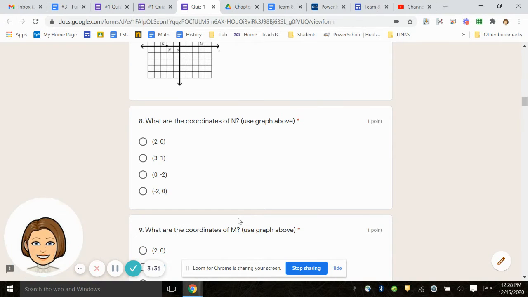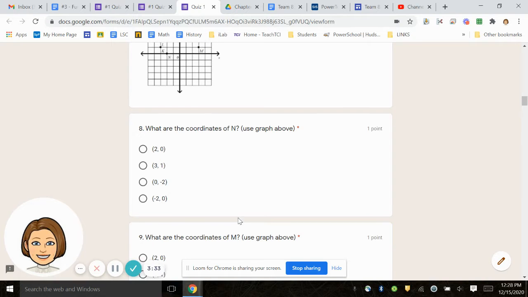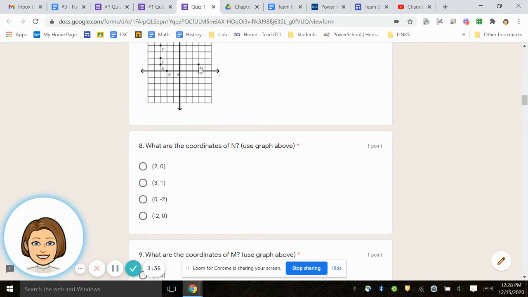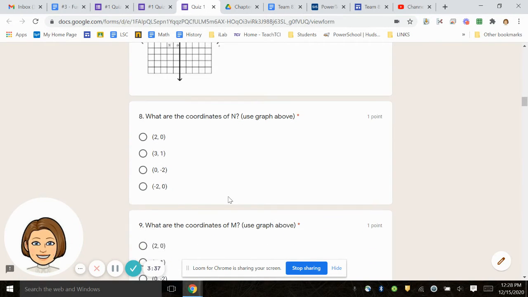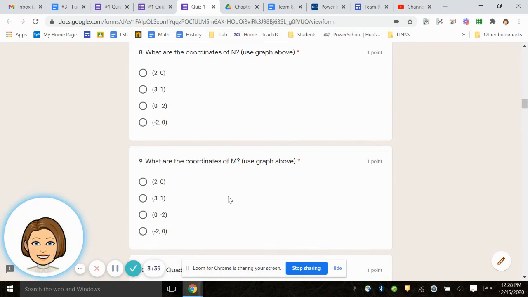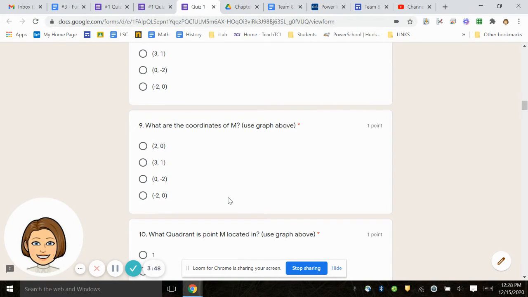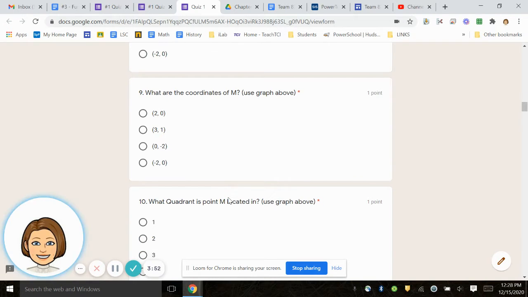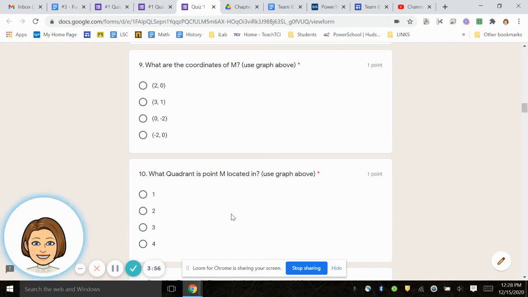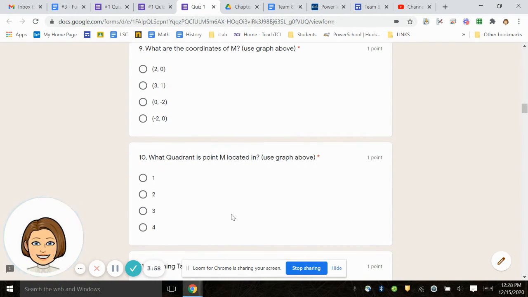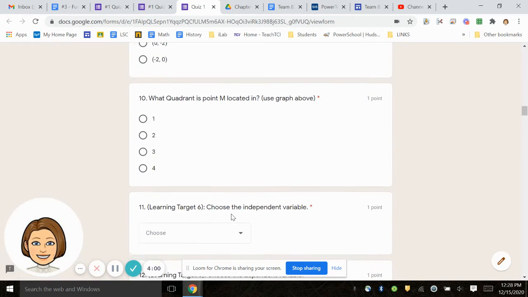Number 9, what are the coordinates of M? M is located right here. (2, 0), (3, 1), (0, -2), (-2, 0). Number 10, which quadrant is point M located in? 1, 2, 3, or 4?